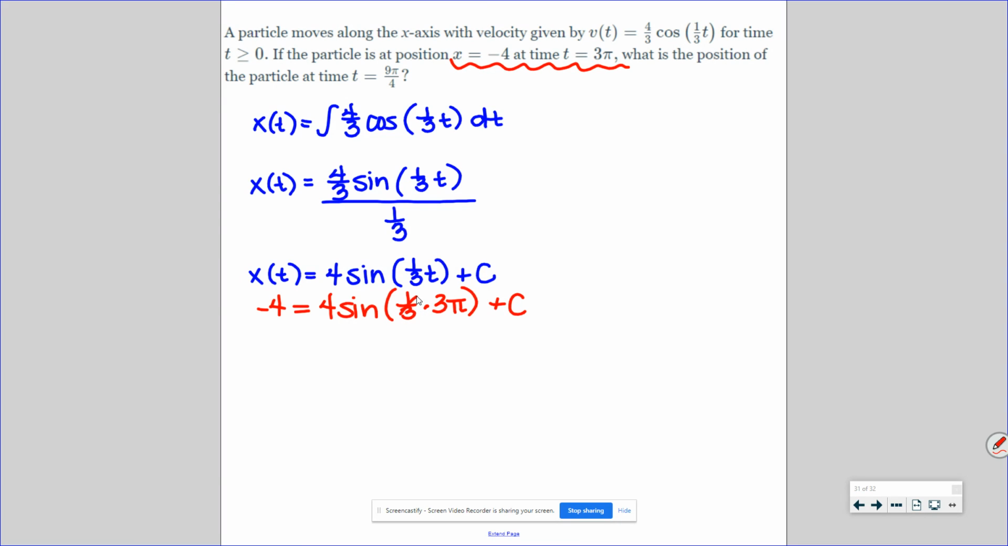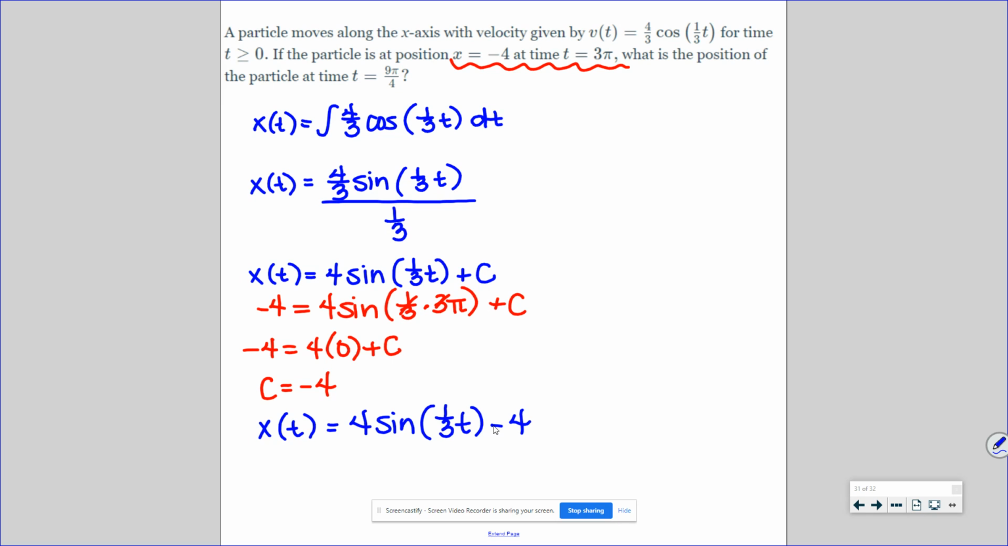1/3 times 3 pi would just be pi. So we need to say sine of pi is 0. So that means that c is equal to -4. And we can go back to the equation we had written here for position and plug -4 in for the value of c. So you have an equation that finds the position of the function at any given time.